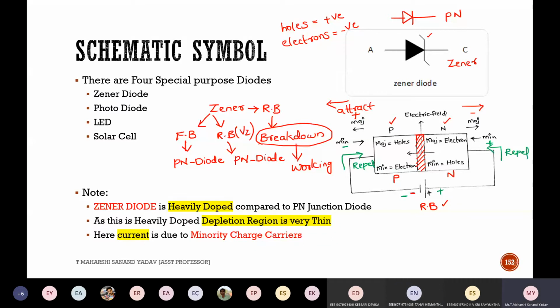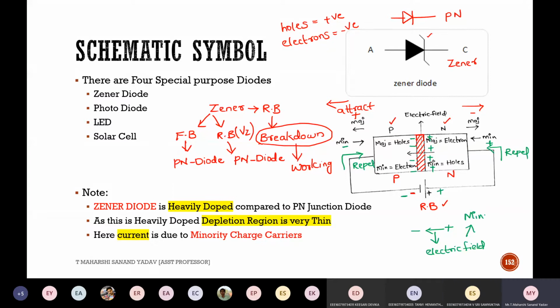Suppose there are more positive charges here and more negative charges here. These are nothing but minority carriers. So from positive to negative there exists a field. We call this field the electric field. And is this electric field due to majority carriers or minority carriers? Minority carriers. Yes, this electric field is due to minority carriers.